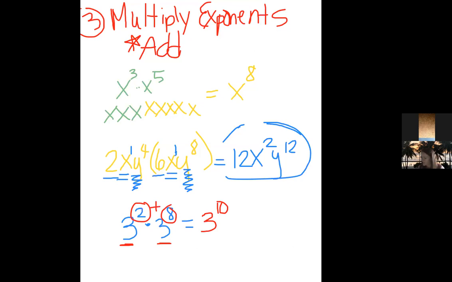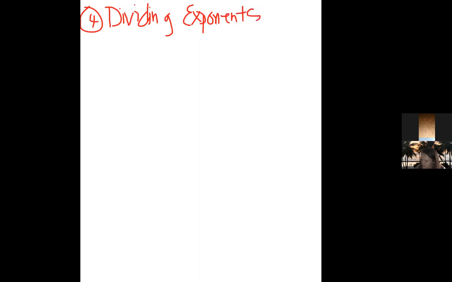All right, let's move on to our fourth rule, which is dividing. Okay, rule number 4 is dividing exponents. So do you remember, what do you do when you divide exponents? I know all of you are shouting, I know. You are actually subtracting. Okay, so the rule here is that we are going to subtract.